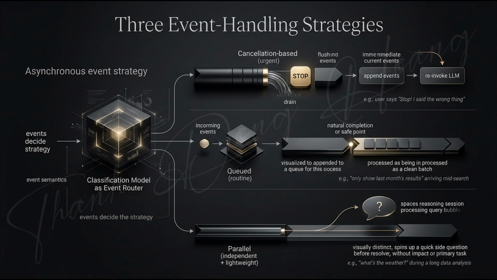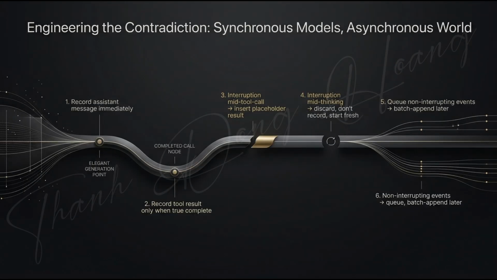The practical advice is not to hard-code these rules rigidly, but to use a small, fast classifier to route each event based on what it actually means, since urgency depends on meaning far more than on which channel it came through. Engineering the contradiction. Here's the core mismatch spelled out concretely. Models are trained expecting every tool call to be immediately followed by its result, but real deployment interrupts things mid-call all the time. The practical workaround follows five rules.